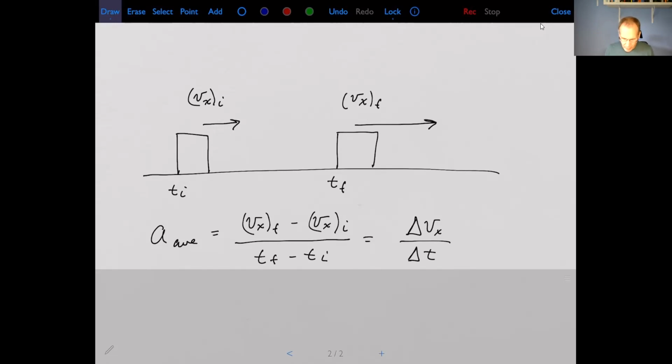Okay, so one example would be this. Let's say I have, we'll look at a graph again.